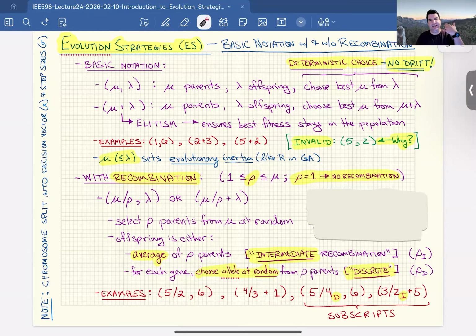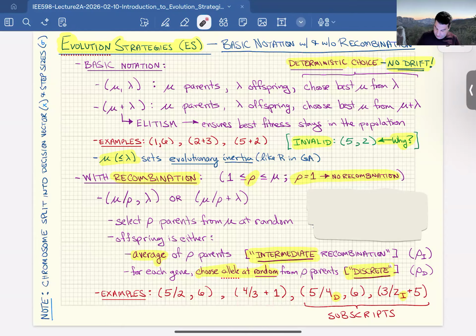Once you're done generating that new individual, then you add that back to the pool of the original 4 parents plus that new individual. And then of those, you see who are the top 4. And those top 4 become the parents in the next generation.